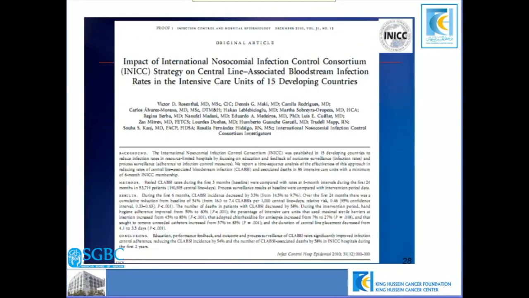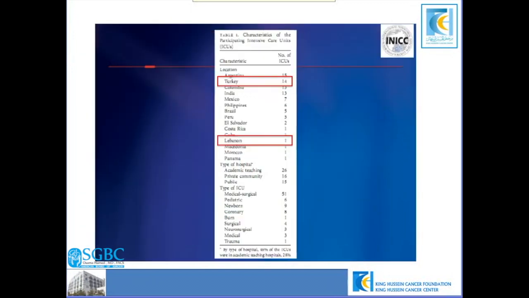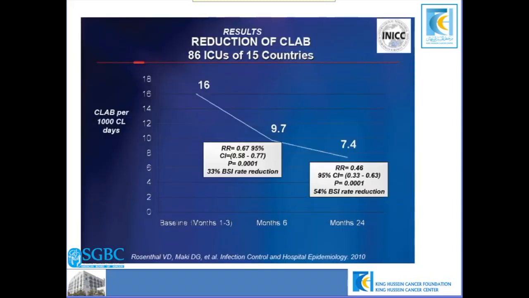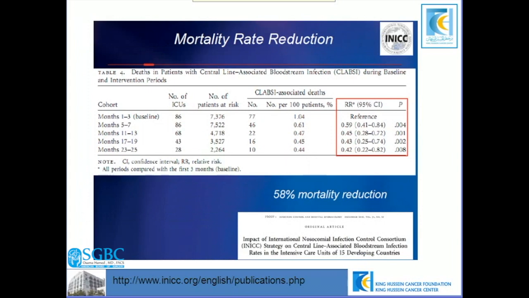So he came up with these publications of CLABSI in 15 developing countries from 2010, in his name, Victor Rosenthal. He provides his consultations with very high fees to hospitals who are interested to collaborate with them. 14 hospitals were in Turkey and 1 in Lebanon. Basically, again, it's a simple 5 interventions, but he was able with this intervention to drop the rate from 16. Luckily, we're not at 16 at this time, to 7.4, with almost 58% reduction in mortality related to CLABSI.